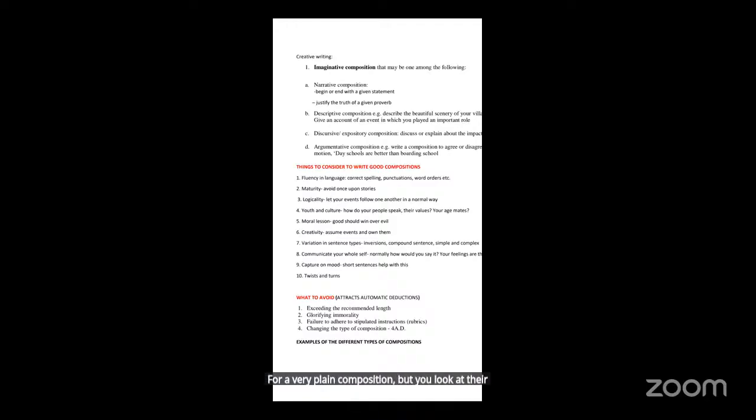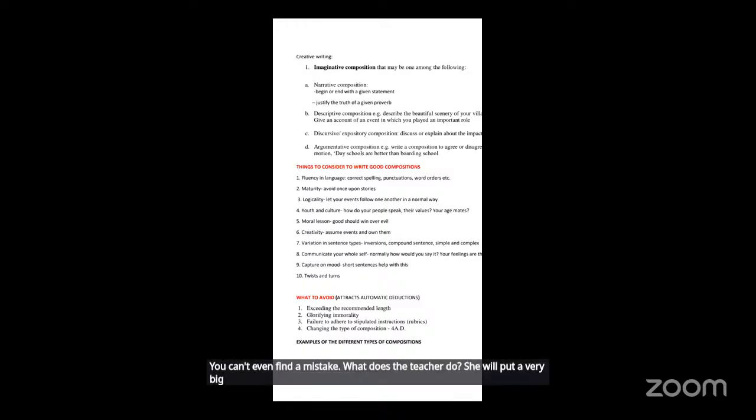So the true story was about getting 14 for a very plain composition, but you look at their language, a whole paragraph, you can't even find a mistake. What does the teacher do? She will put a very big tick across that paragraph. That one means when you're marking, if you could ask another paper 3 examiner, we call it a clean paragraph. What is a clean paragraph?